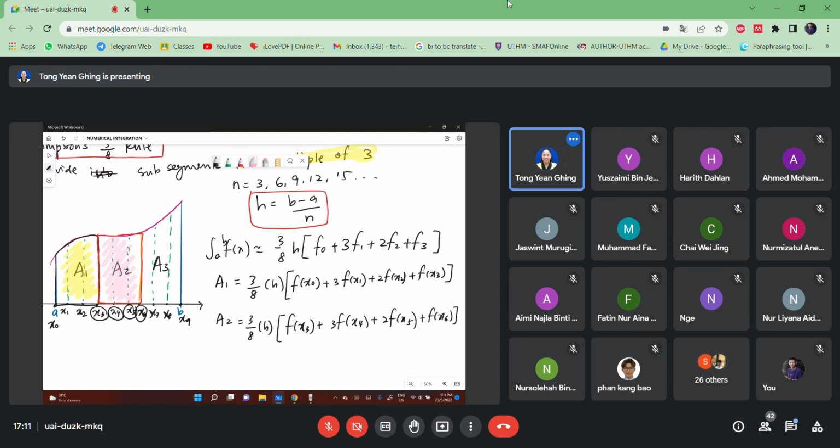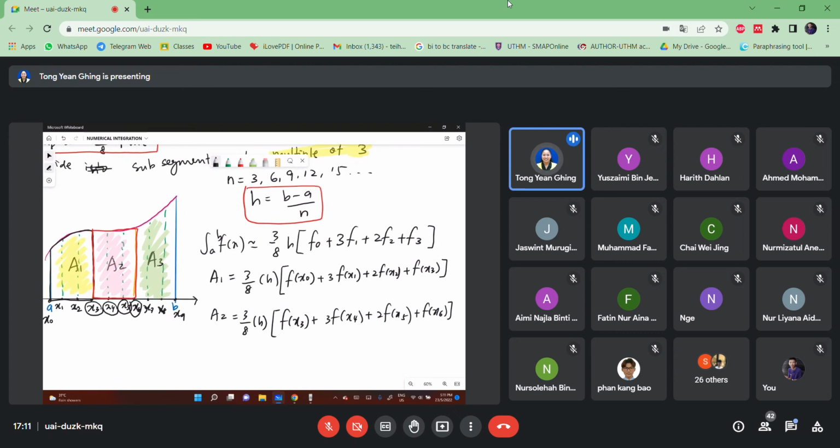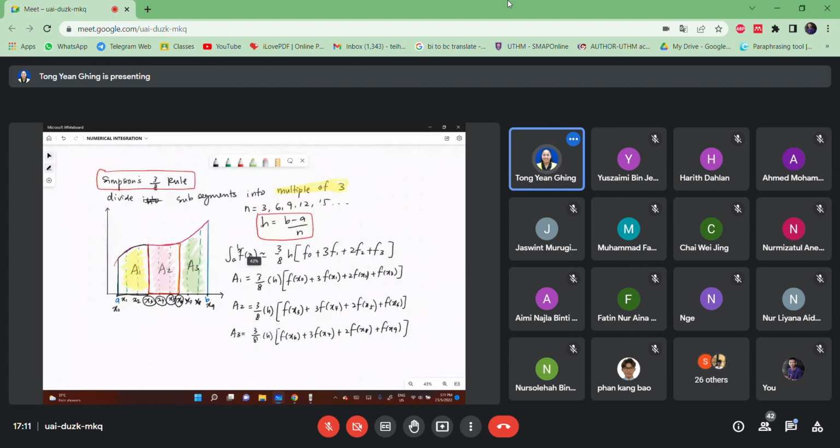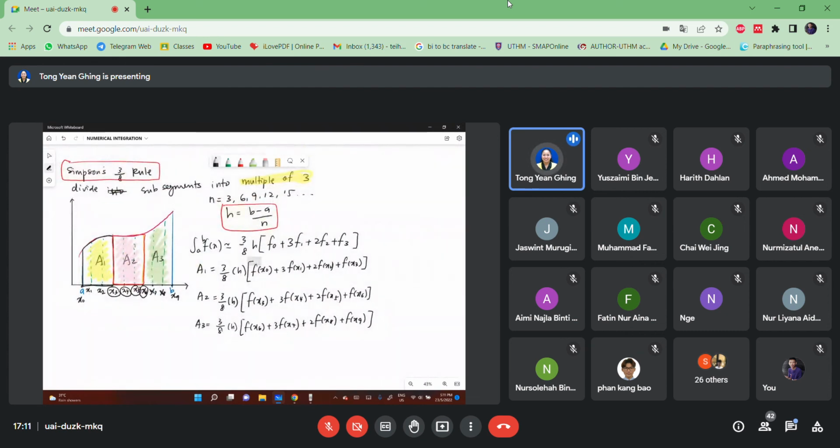And then, let's say A3, want to find the A3. So the formula to find the area under the curve for A3 is 3 over 8H. So start with the Fx6 plus with 3 Fx7 plus with 2 Fx8 plus with Fx9. Okay, where the total area is A1 plus A2 plus A3.